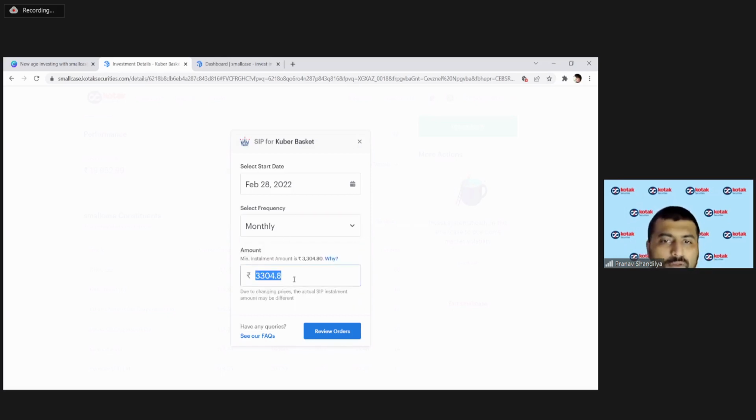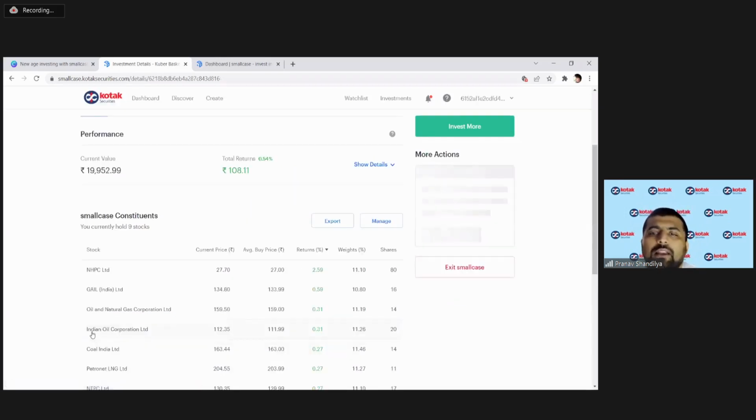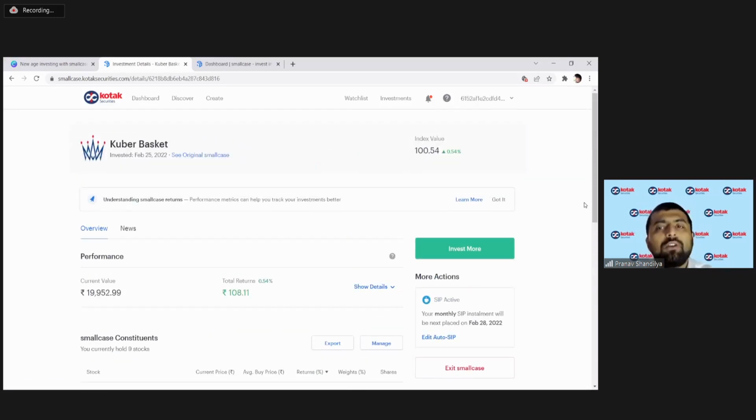Minimum SIP amount will be mentioned here. You can increase it or leave it at this particular stage. You can click on review orders, start SIP, and continue. Just by doing this, your SIP has also been fully set up. Now, you have managed to invest more, do a one-time investment, invest more, and also set up an SIP in this particular basket.